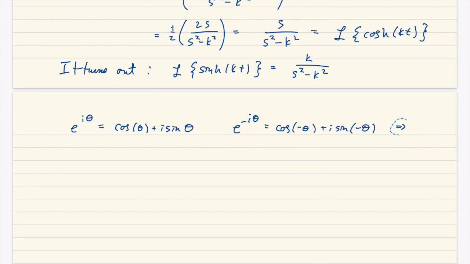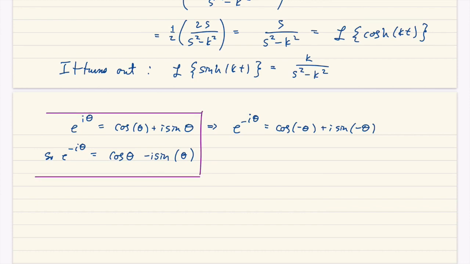Let me just rearrange this a little bit. So that means that e to the minus I theta is going to be cosine of theta, because cosine is an even function, so you can lose that negative. And then minus I sine theta. Sine is odd, so that minus comes out of the function. So minus sine of theta. And then I'm going to look at these two terms together.